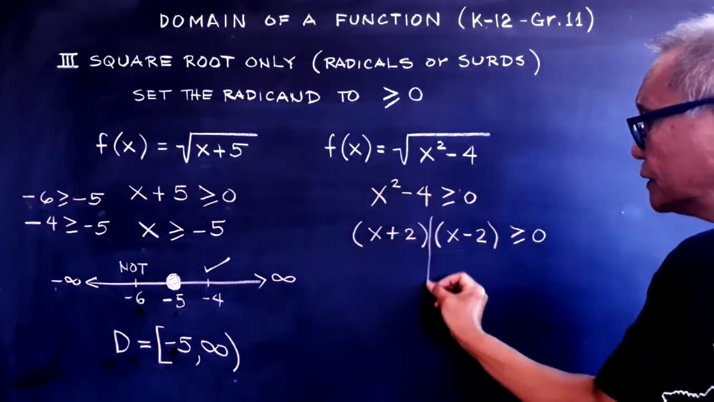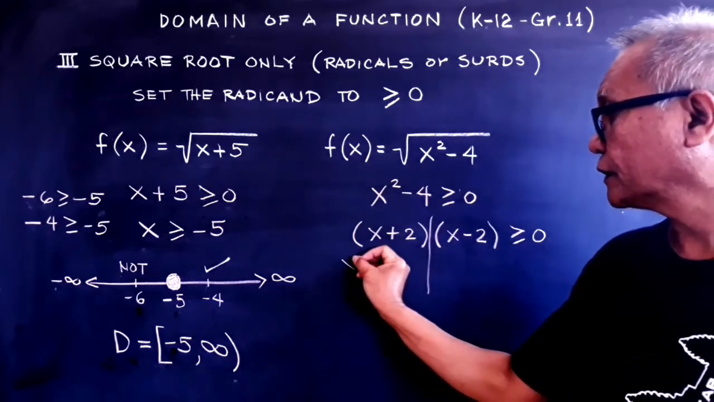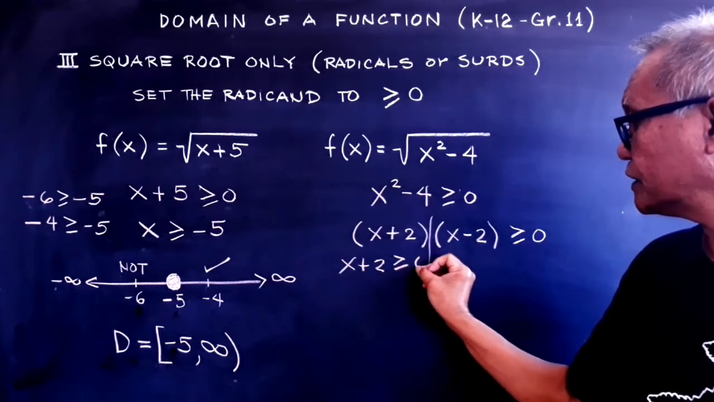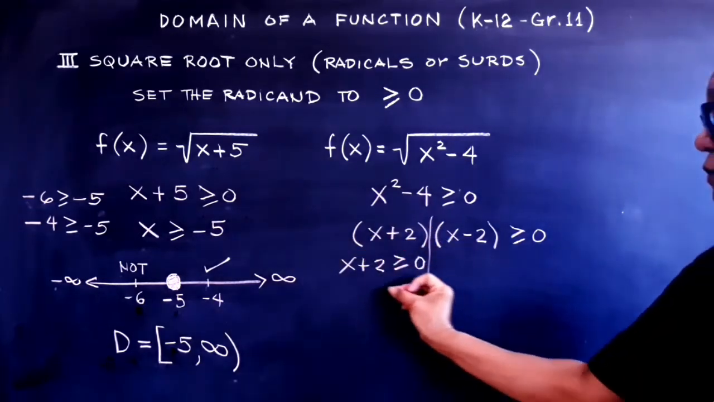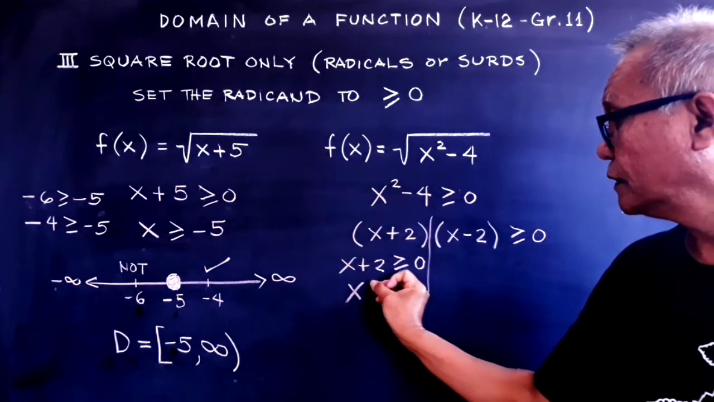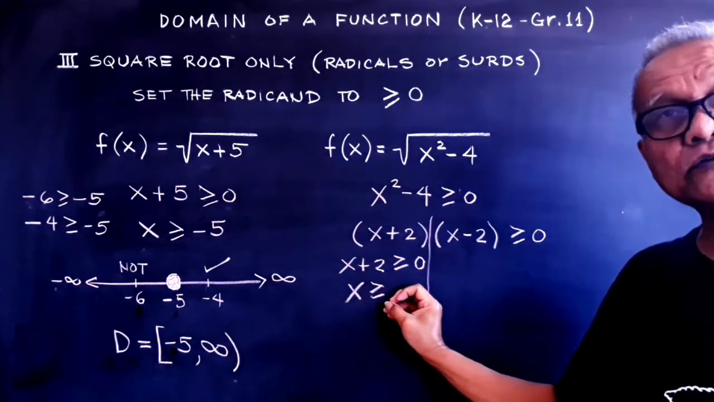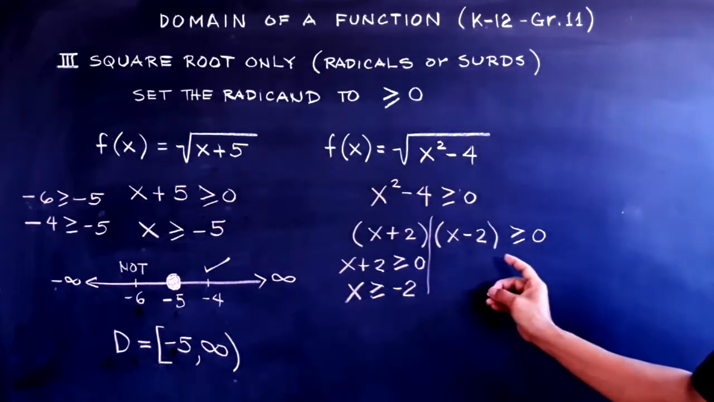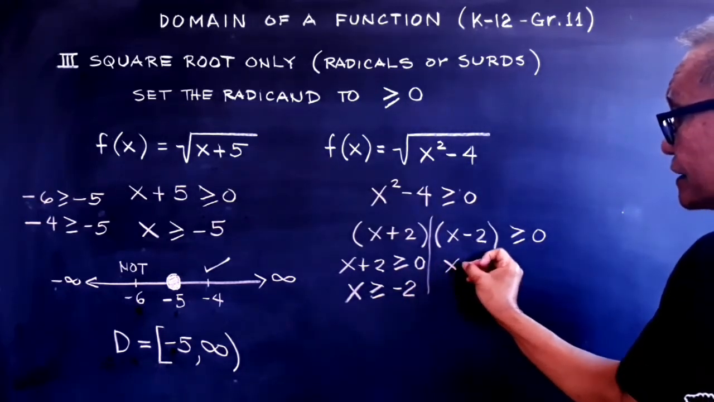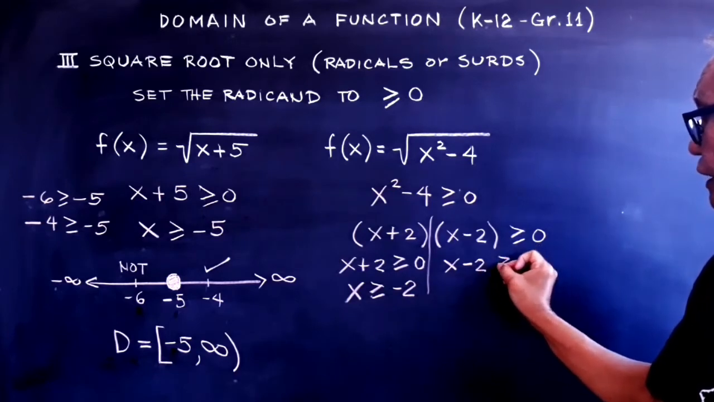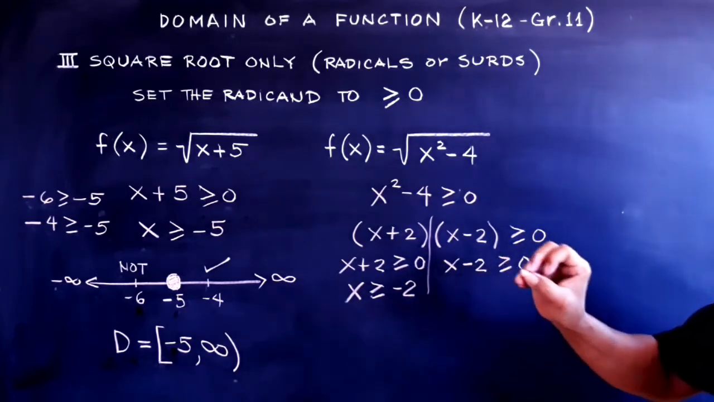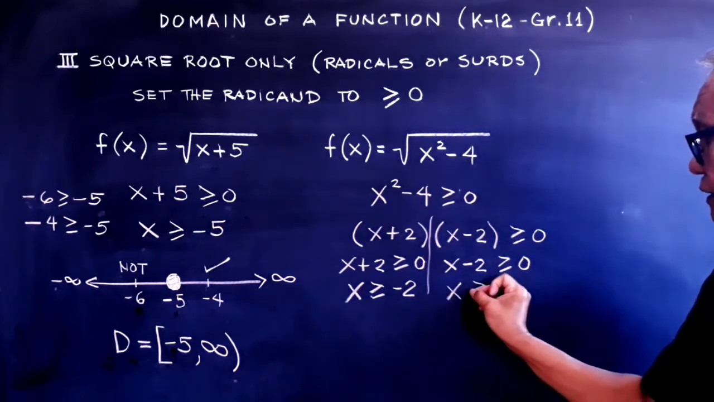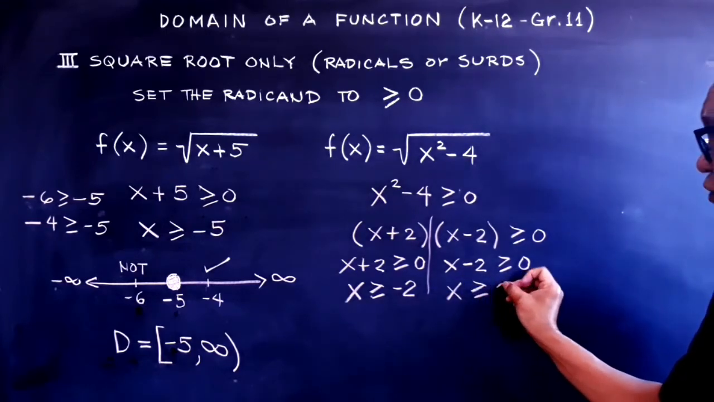Then we equate this one here. x plus 2 is greater than or equal to 0. And then we transpose, so x is greater than or equal to negative 2. And on the other side, x minus 2 is greater than or equal to 0. Transpose, x is greater than or equal to positive 2.